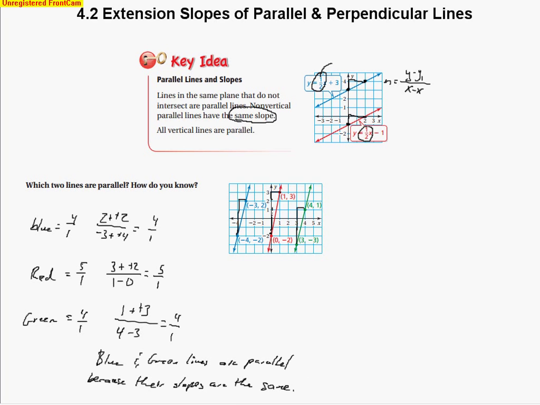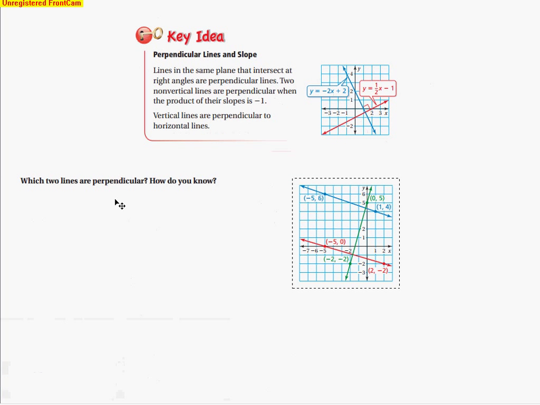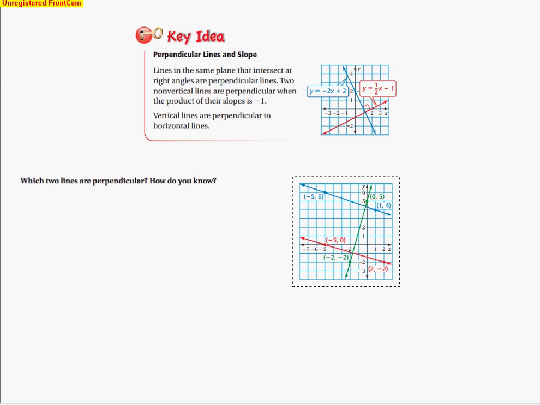So now let's take a look at perpendicular lines. And so perpendicular lines and their slope. Well, lines in the same plane that intersect at right angles are perpendicular. So when they talk about lines in the same plane, they just mean in this two-dimensional surface here. And we see that they're on that plane, and when they make a right angle like this, that means they're perpendicular. So non-vertical lines are perpendicular when the product of their slopes is -1.